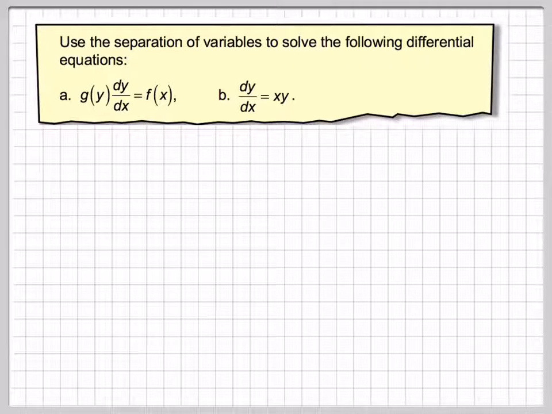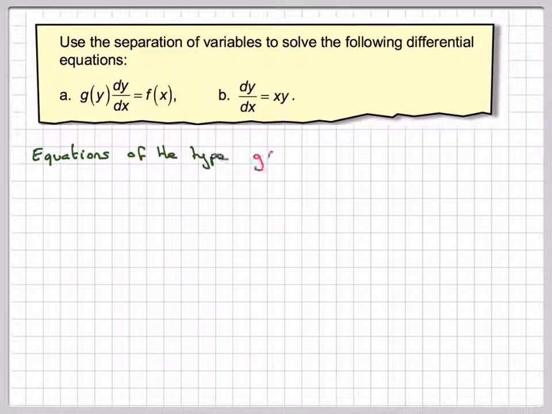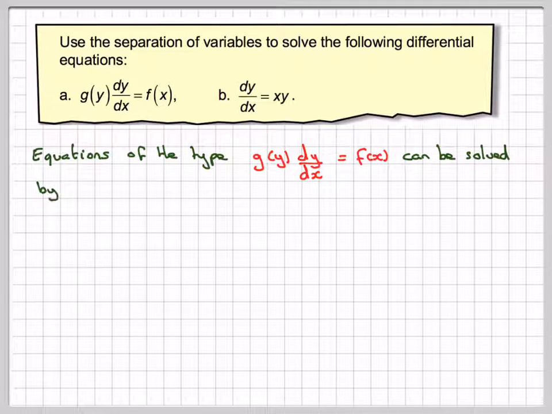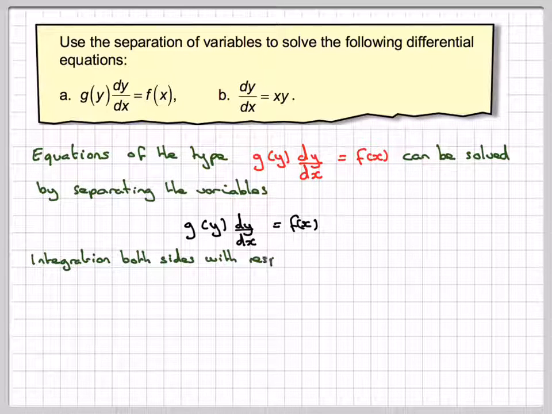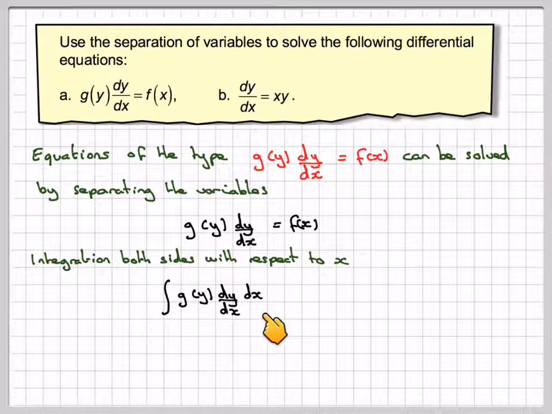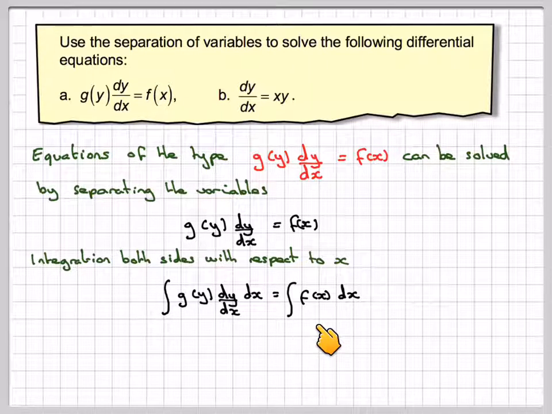The general method would be like this. Equations of this type, g of y dy by dx is equal to f of x, can be solved by separating the variables. Now you remember the general rule of solving equations is whatever you do to one side you must do to the other. So we can integrate both sides with respect to x. Normally there's a step before that, and we'll look at that when we look at this example here. So integrating, the integral of g of y dy by dx is equal to the integral of f of x dx.